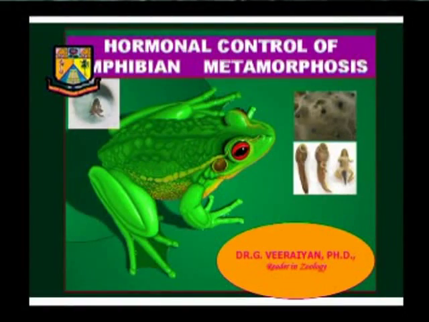Today we are going to discuss the topic hormonal control of amphibian metamorphosis. You know very well the development of animals may be of two types. One is direct type of development and another one shows indirect type of development. Whatever the animal which shows direct type of development, in the sense there is no larval stage.